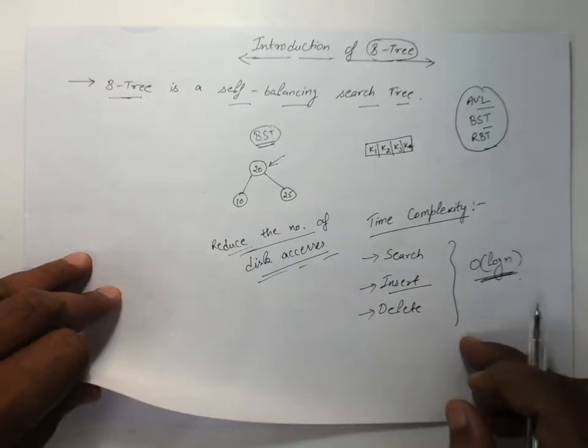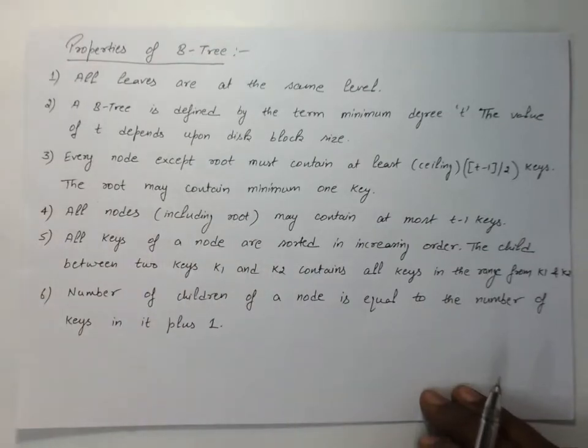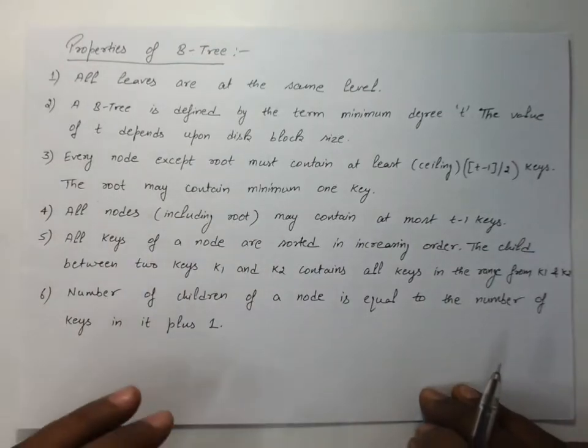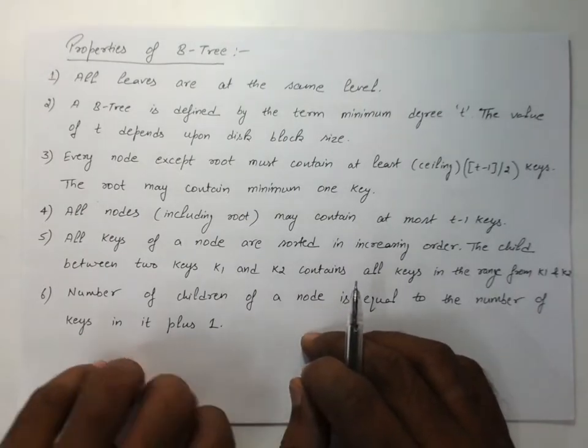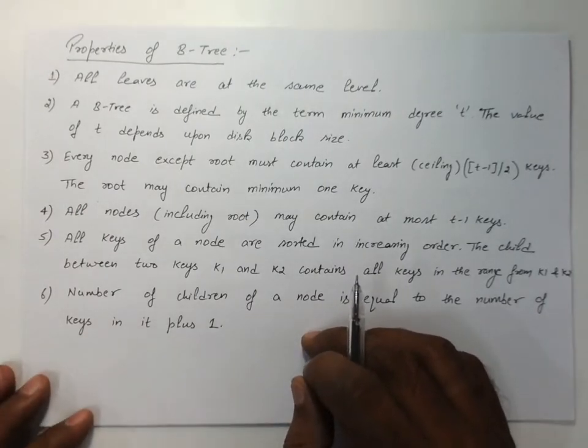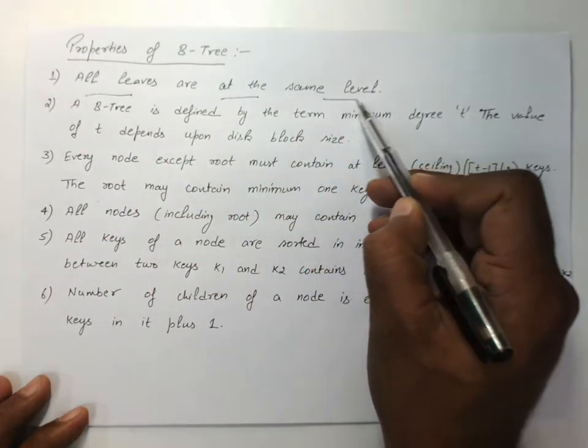Next, before going to discuss the insertion operation of the B tree, let us discuss some properties of B tree, because first you should know the concept of B tree and its properties. The first property is that all the leaves are at the same level.